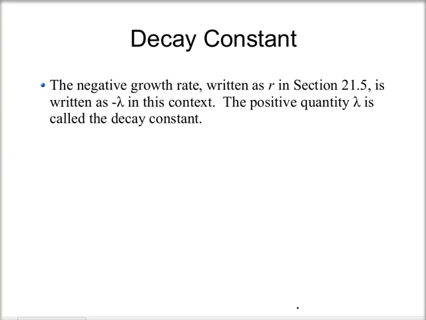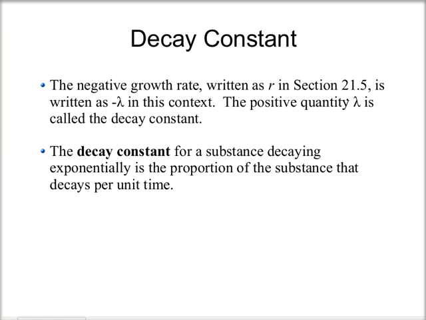So let's look at the decay constant. In section 21.5 we saw a negative growth rate written as R. In this section we're going to write that as negative lambda. This is the Greek letter lambda here. And the positive quantity, lambda without the negative, is called the decay constant. The decay constant for a substance that decays exponentially is the proportion of the substance that decays per unit time, and we're usually going to be looking at years here.